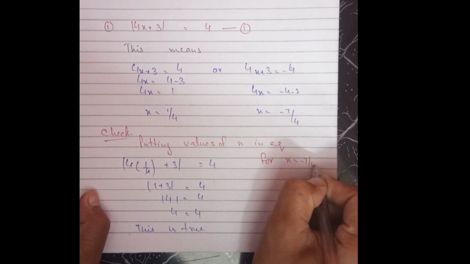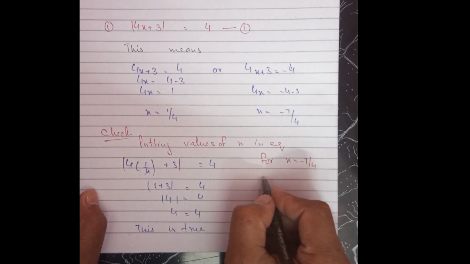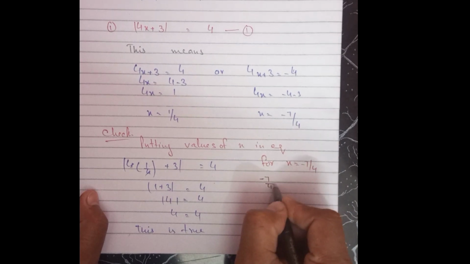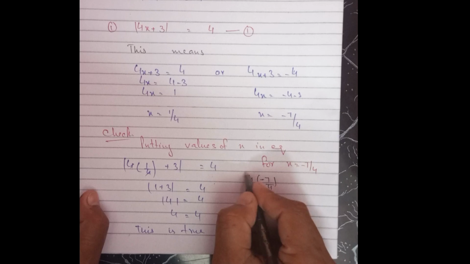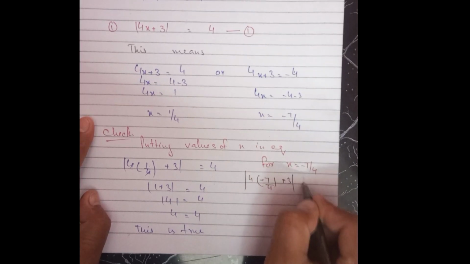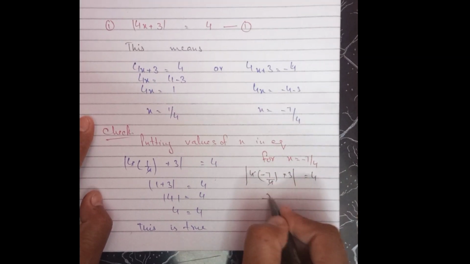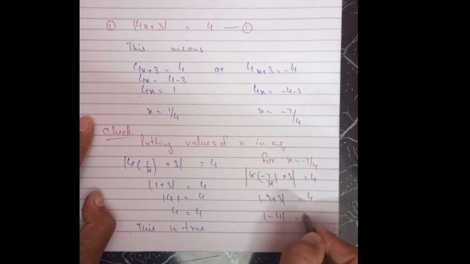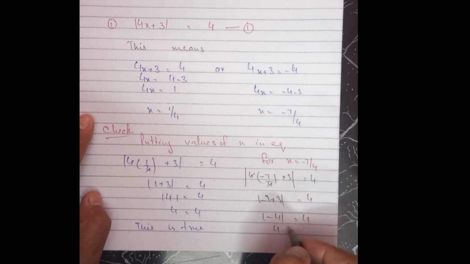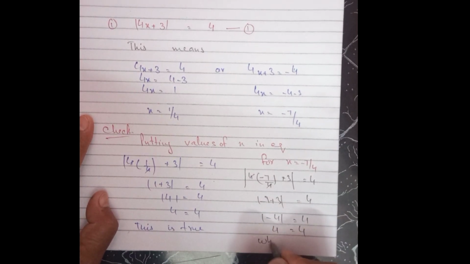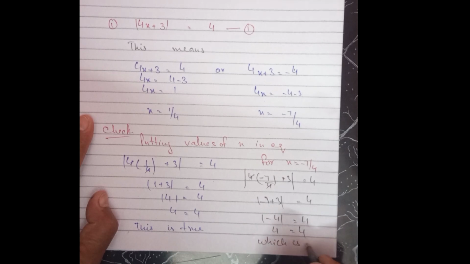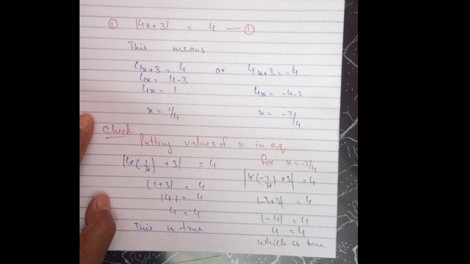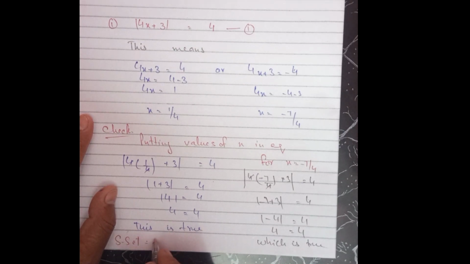While for x equal to minus 7 divided by 4, we have minus 7 divided by 4 multiplied by 4 plus 3, which gives us modulus of minus 7 plus 3. This is equal to modulus of minus 4, which must be equal to 4, and the mod value of minus 4 is always equal to 4, which is also true. So both values satisfy the given equation. So the solution set of this modulus equation is 1 divided by 4 and minus 7 divided by 4.